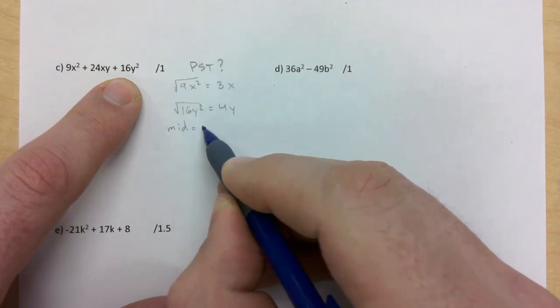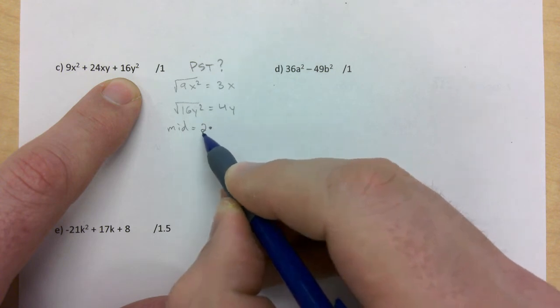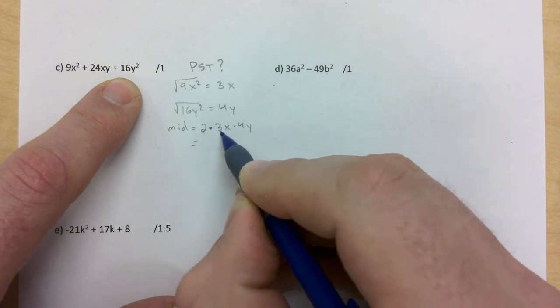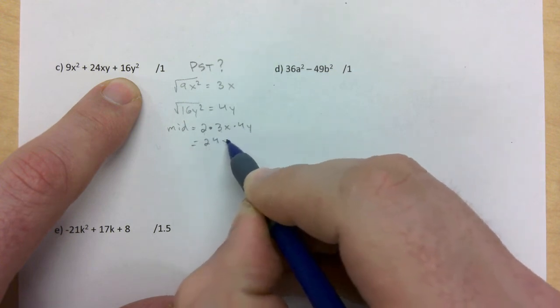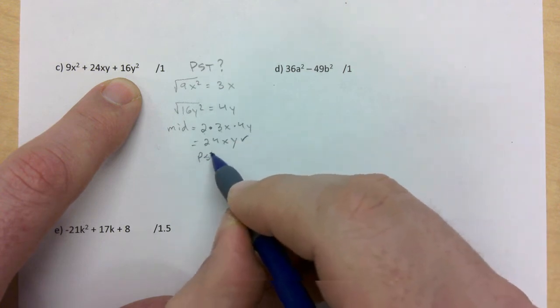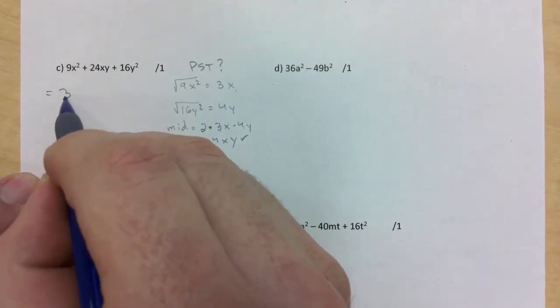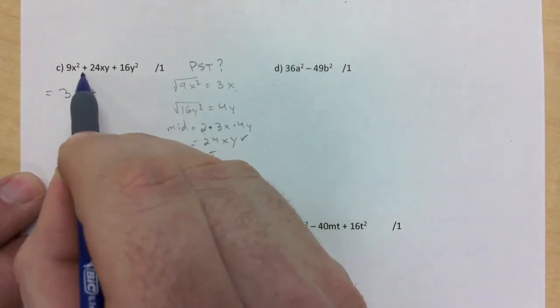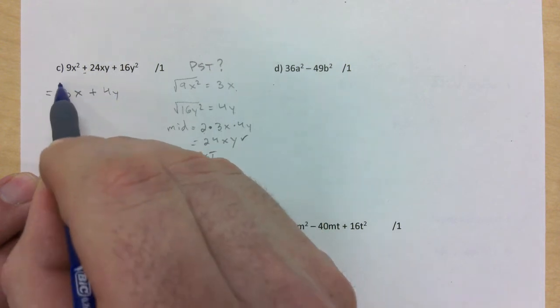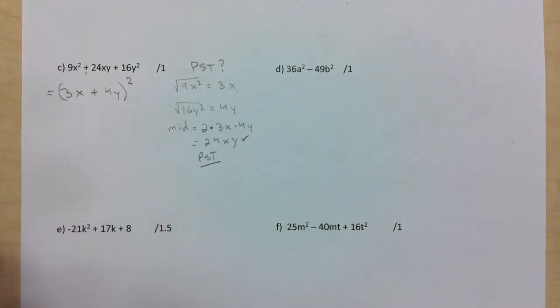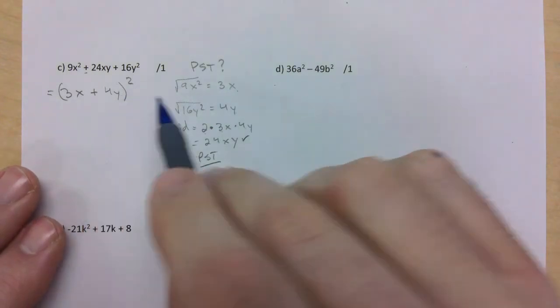And then I check for the middle term, which is always 2 times 3x times 4y. And so 2 times 3 is 6, times 4 is 24xy. It checks out. So this is a PST. So we're going to use these two. We're going to say that it's 3x plus, because of this, it's plus 4y. It's either plus or minus, and it's squared. So please, even if you use the matrix and you notice that it's this, make sure you write it like that as well. I didn't mark it wrong, but this is the convention.